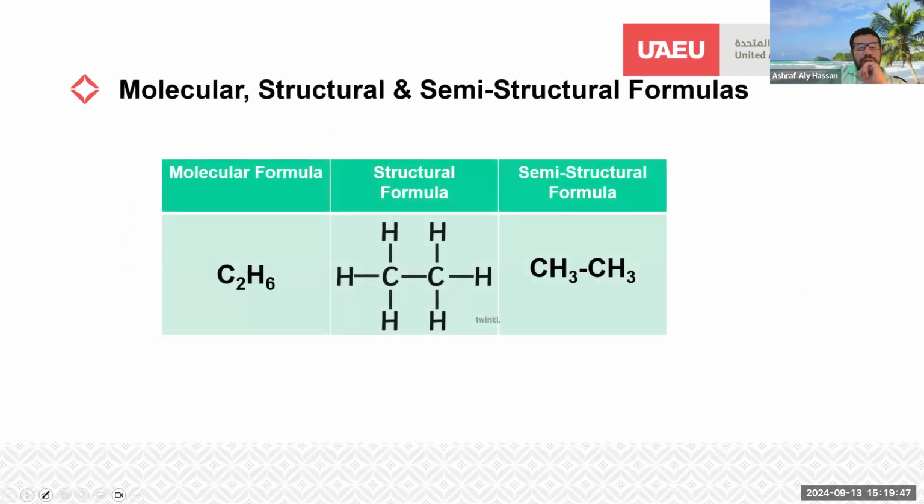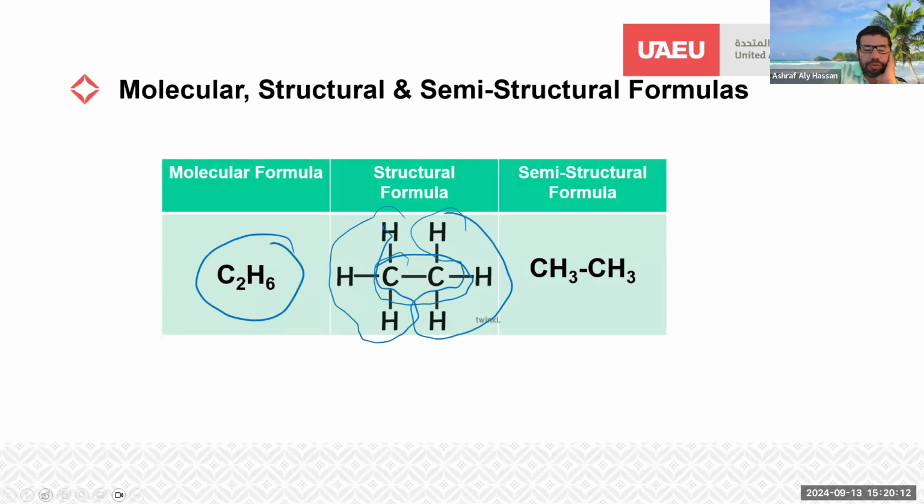What is the molecular structure and semi-structural formulas? The molecular formula is the one that we use all the time, similar to C2H6. But we can also write it in a structural formula, where we have the C showing the bond with another C and then showing how each C is bonding with hydrogens. So this gives more information about the orientation of the elements and the composition of our organic compound.